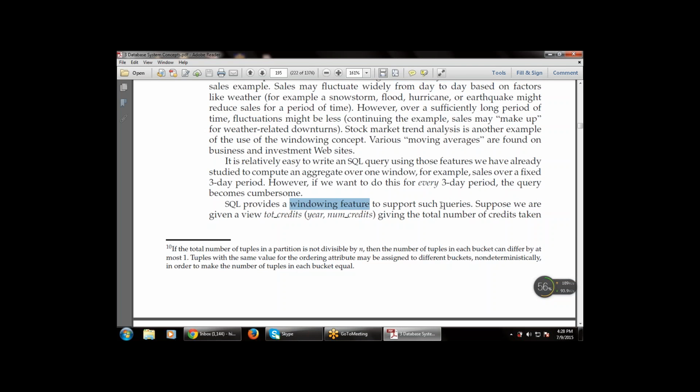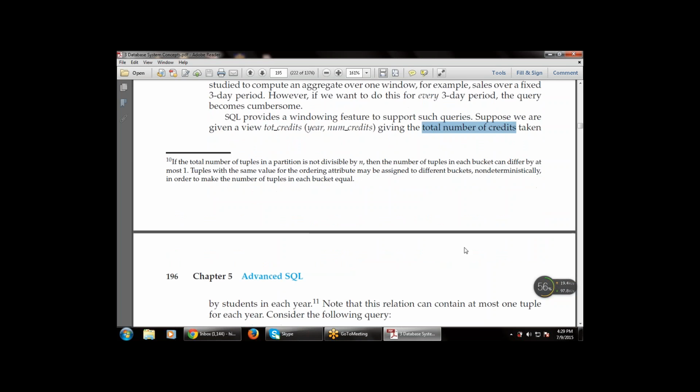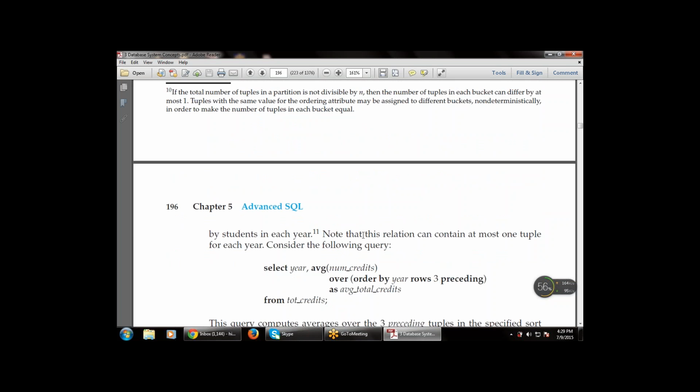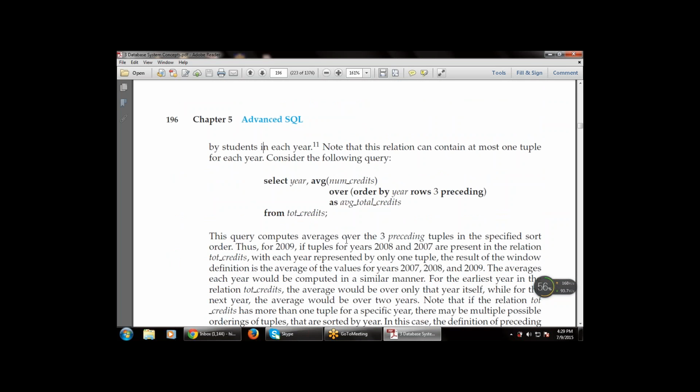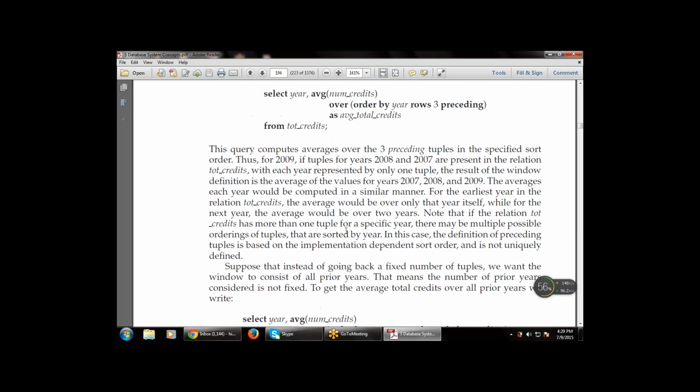SQL provides a windowing feature to support such queries. Suppose we are given a total credit, that is, year and num_credits, giving the total number of credits taken by students in the year. How do we manage that? Select year, avg(num_credits) over (order by year rows 3 preceding) as avg_total_credit. The data given is handled by this query, used with the select statement.